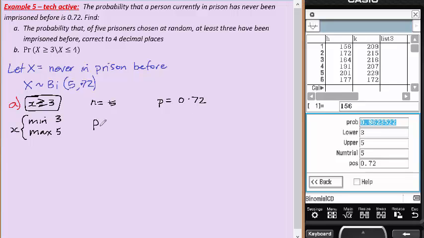So the probability that x is greater than or equal to 3 equals 0.8624. And there's my first answer.